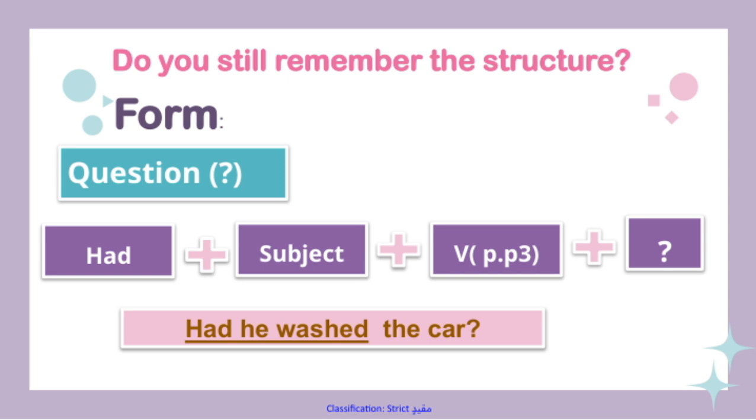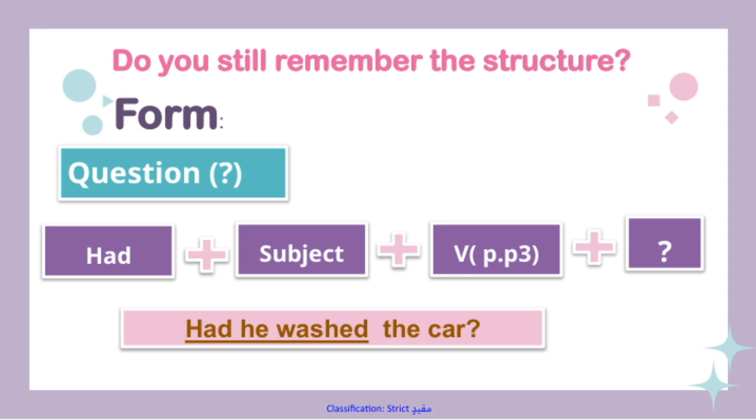And do you still remember the overall structure? It's quite straightforward once you get the hang of it. Auxiliary had, then the subject, and then the past participle. This form helps us ask about actions that were completed before another past action or point in time. Understanding this structure is essential because it allows us to accurately form questions about past events, which is a common need in both speaking and writing. So, whenever you're trying to inquire about whether an action was completed before something else in the past, this is the form you want to use.